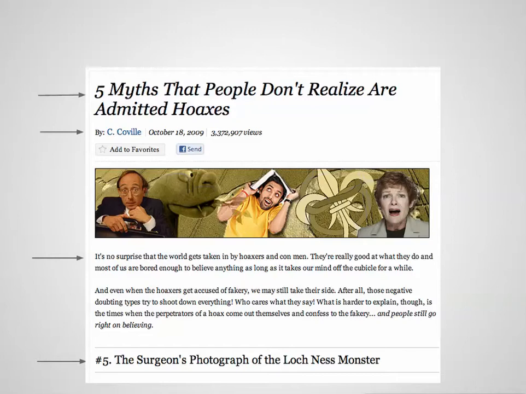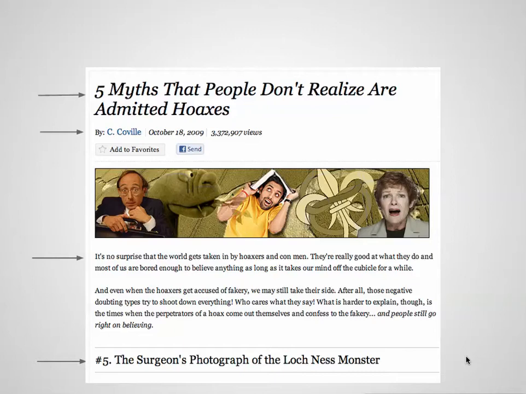And then we have that headline, that subhead, number five, the name of that myth, and then it's separated by lines. So what this does is it allows scanners to see the basic information, and then they can judge whether or not they want to read the full article. They can see the headline, the author, this picture, the first couple words of the article, and this first part of the list. It takes just a few seconds to figure out what this article is and to make a judgment on whether or not you want to read it.